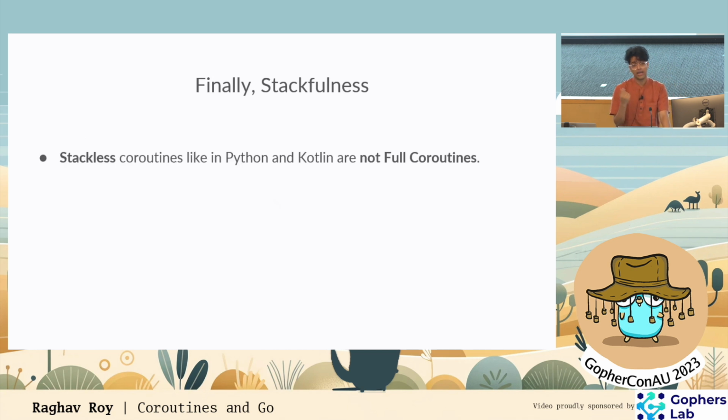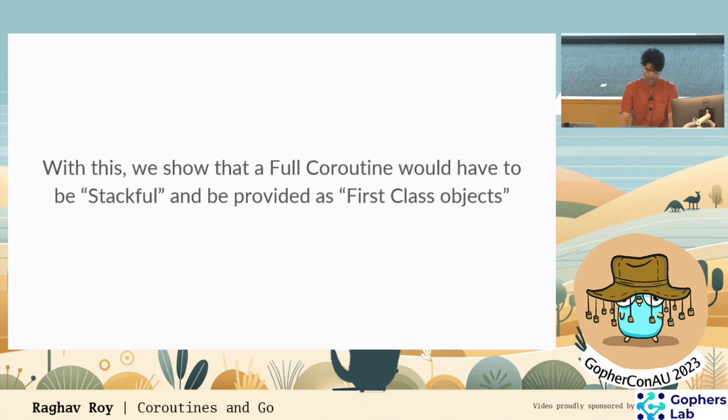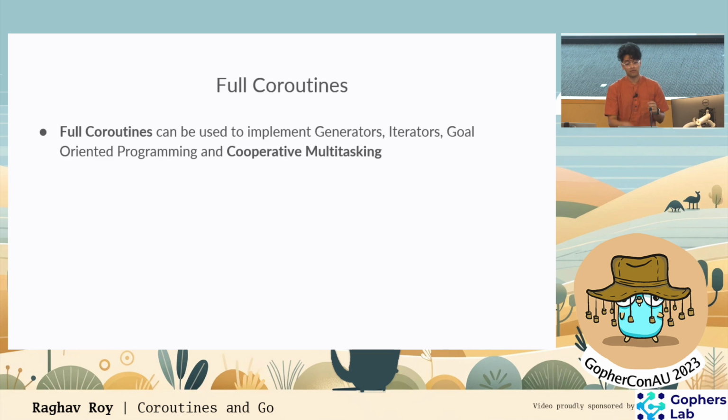Yeah, so the reason Python and Kotlin, like I mentioned, aren't full coroutines is because they aren't stackless, so it limits what you can do with them. We show that for a coroutine to be a full coroutine, it would have to be stackful and be provided as first class objects. And full coroutines can do everything that a Python or a Kotlin coroutine can do, which means it can be a generator, it can be an iterator, or more general purpose stuff like goal-oriented programming and cooperative multitasking.